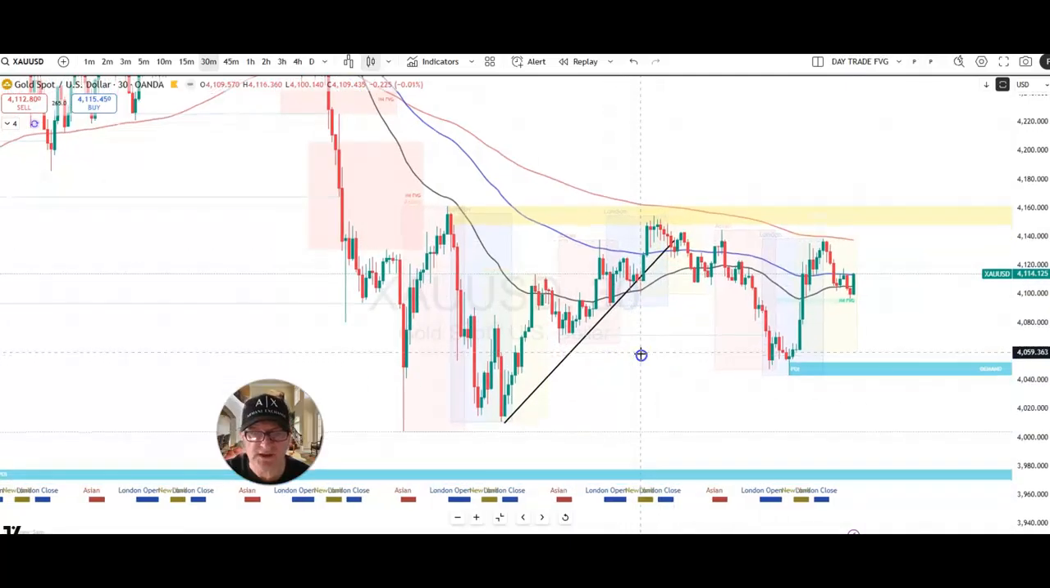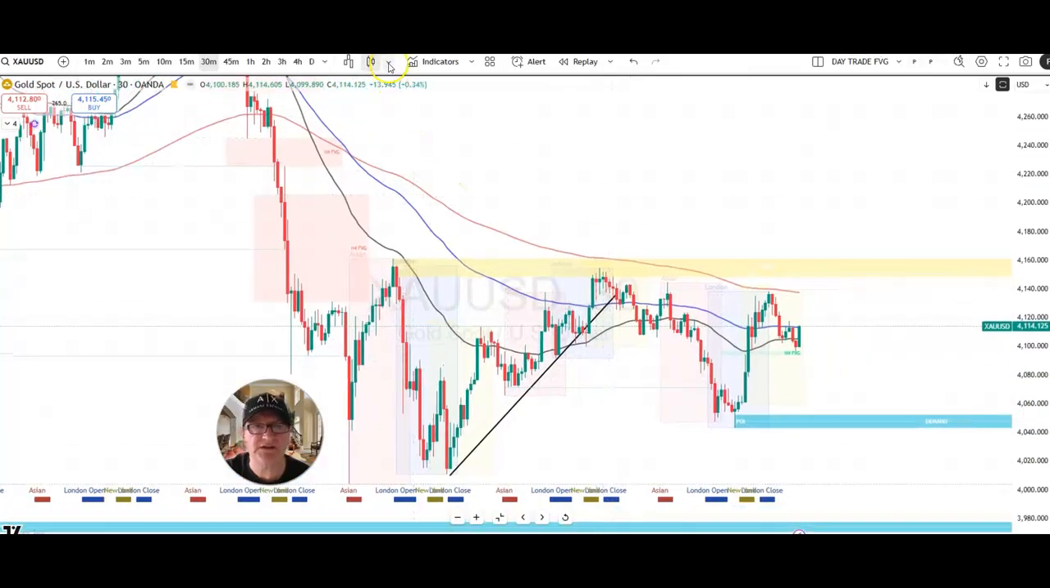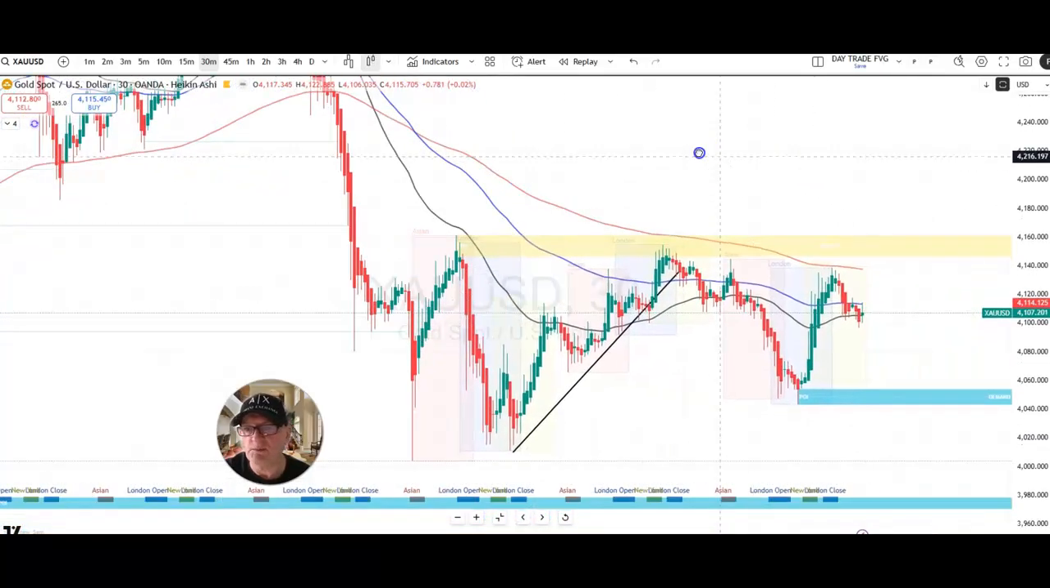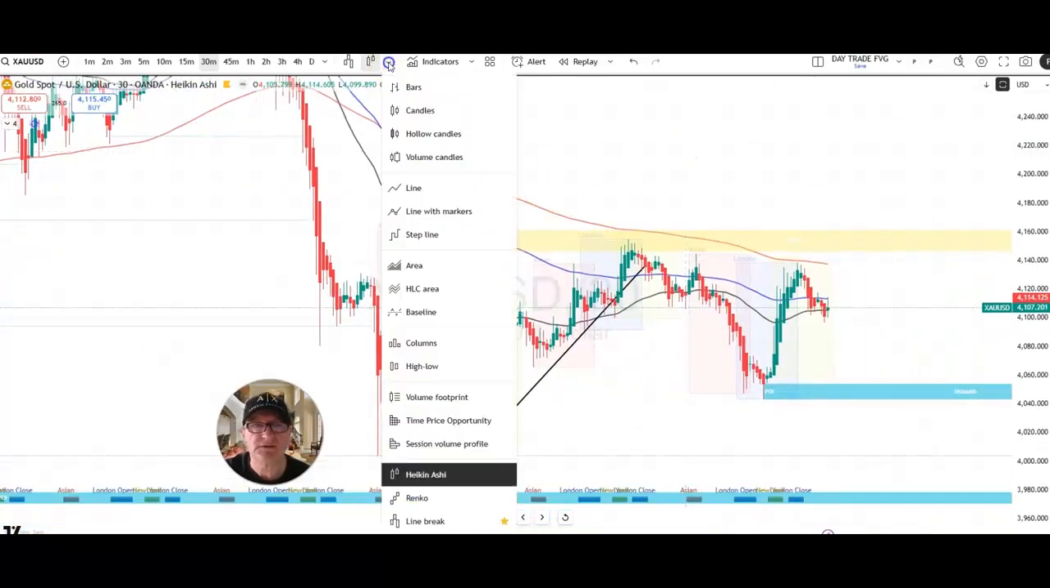So you can draw a trend line. It's not a very good one. Let's do that a bit more accurate. Now I haven't got Heikin Ashi on. Let's see if Heikin Ashi is better. Not much, not much.